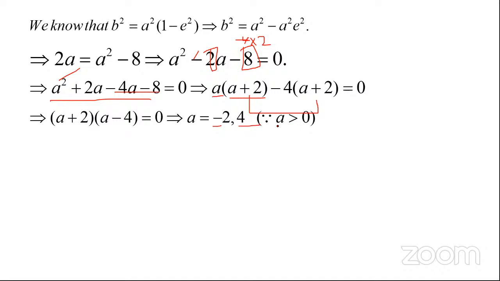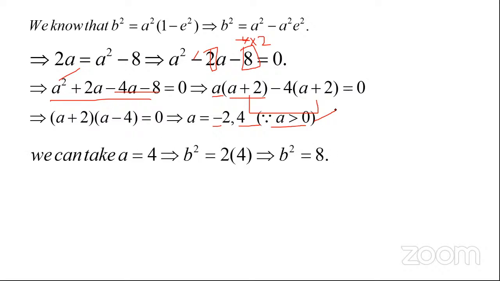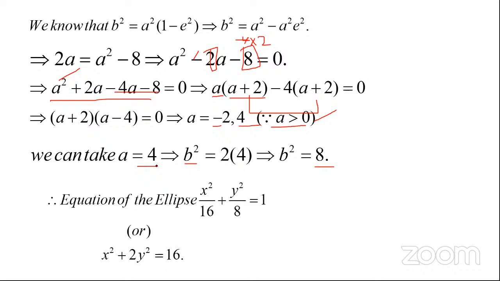From the standard forms, a should be greater than 0. That's why we have to take the a value as 4 only. Then we can find the value of b square, that is b square equal to 2a, which is 2 of 4, that is b square equal to 8. And a square value is 16. Then the required equation of the ellipse is x square by 16 plus y square by 8 equal to 1.